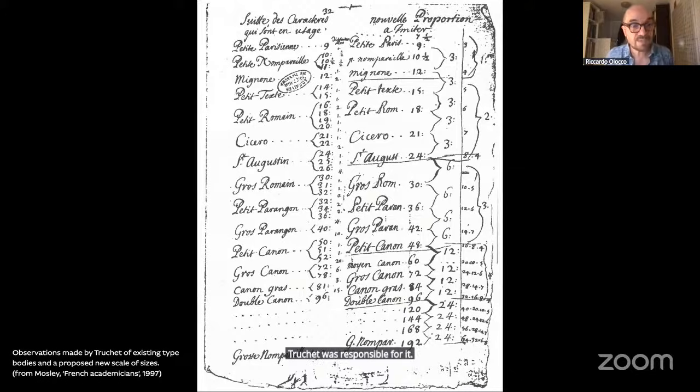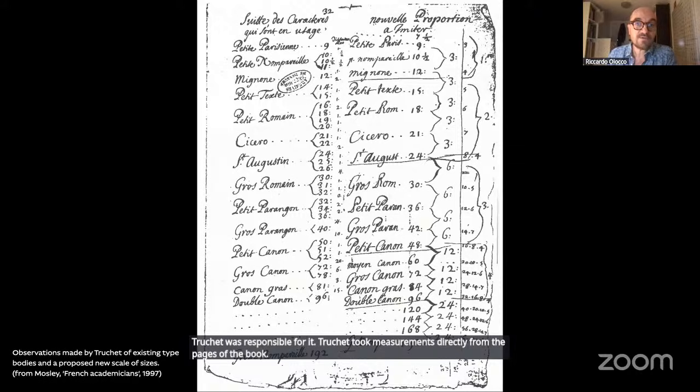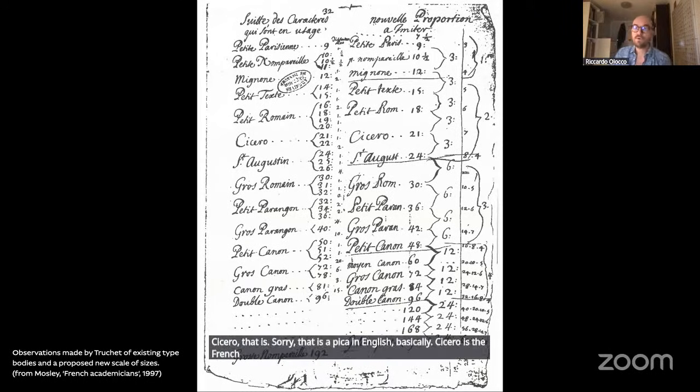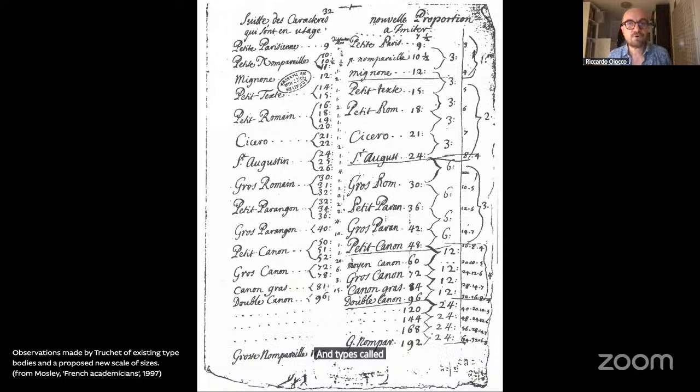Truchet took measurements directly from the pages of the book and found that the size of bodies designated by a specific name, for instance, Cicero, that is a pica in English, basically. Cicero is the French name. So a Cicero varied a lot from founder to founder, and types called Cicero could vary from 11 to 13 points or even more.